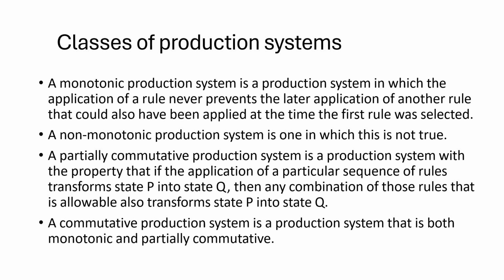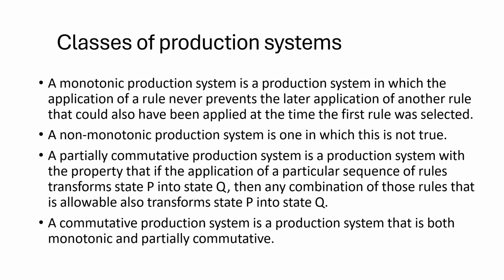The next is the partially commutative production system. It is a production system with the property that if the application of a particular sequence of rules transforms state P into state Q, then any allowable combination of those rules also transforms state P into state Q. That means if a sequence of rules changes state P to state Q, then even if we change the order of those rules, it still takes the system from state P to state Q.